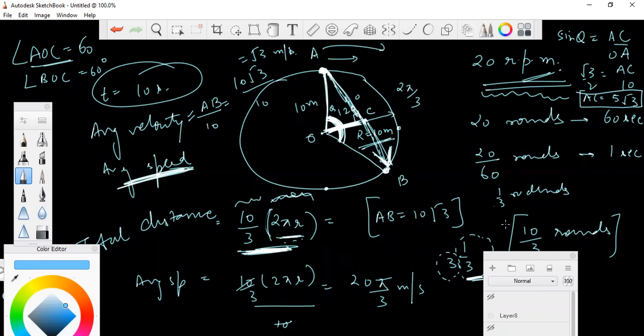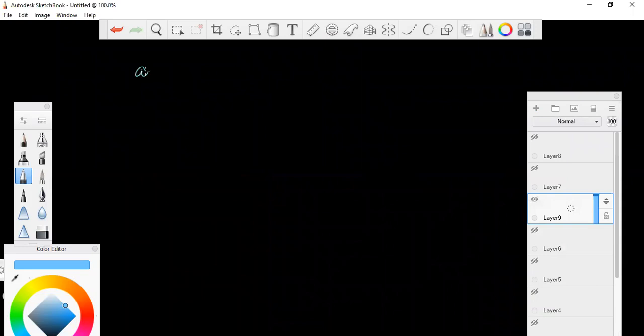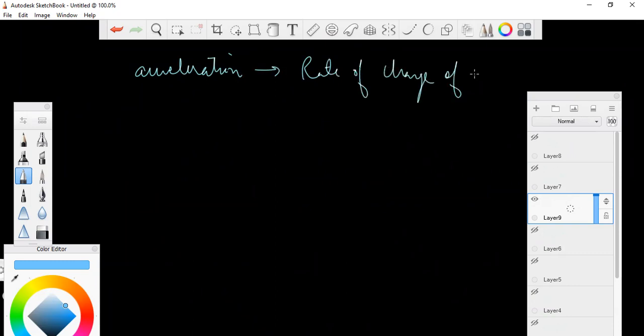Okay. Now let's jump to your next part, which was acceleration. What is acceleration? Rate of change of velocity. Is it possible that your speed is constant, but the object has acceleration? But what is that case? Uniform circular motion.